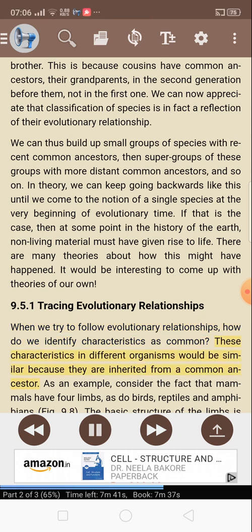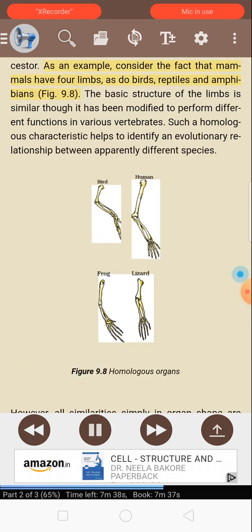These characteristics in different organisms would be similar because they are inherited from a common ancestor. As an example, consider the fact that mammals have 4 limbs, as do birds, reptiles, and amphibians, figure 9.8. The basic structure of the limbs is similar, though it has been modified to perform different functions in various vertebrates. Such a homologous characteristic helps to identify an evolutionary relationship between apparently different species.